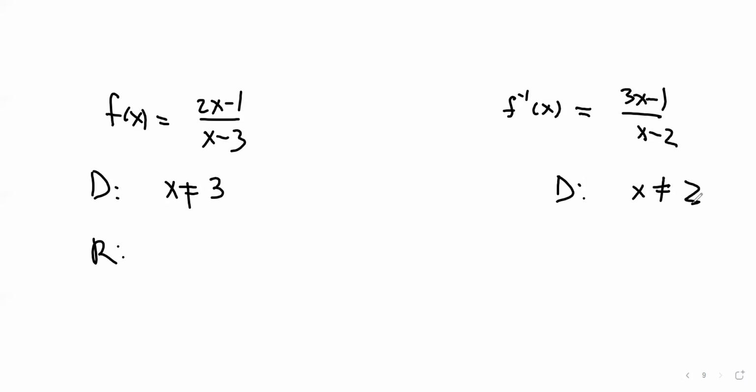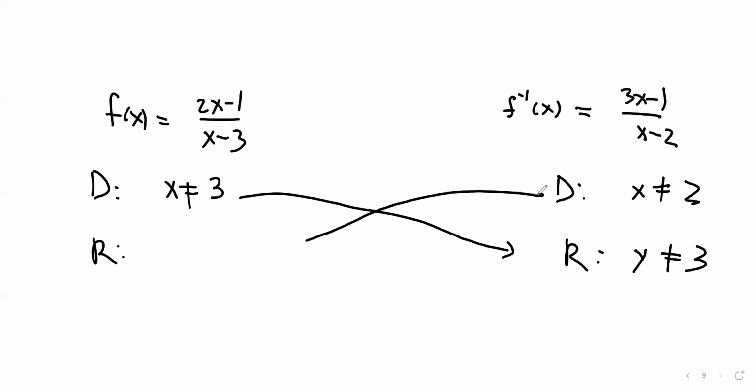So now I'm switching it. See, the domain of this becomes the range of this function, so y cannot equal 3. And the domain of the inverse function becomes the range of the original function, y cannot equal 2. You see, I could easily figure out everything I needed once I computed the inverse of the function. Okay, so that's it basically.